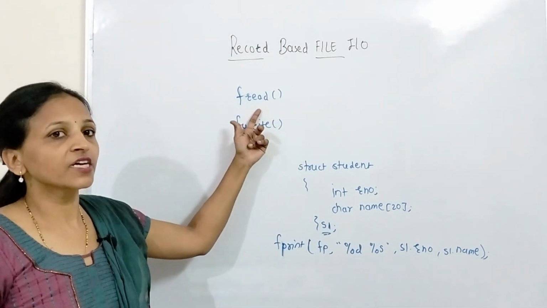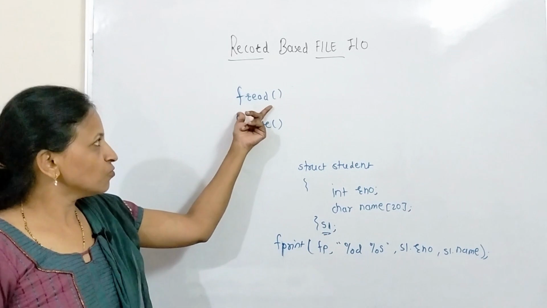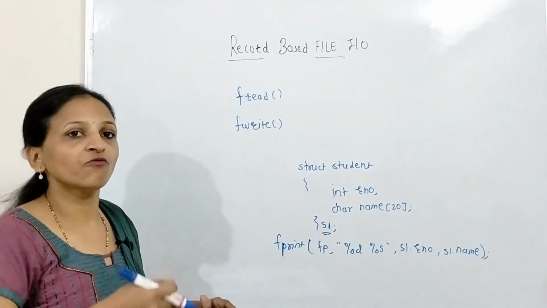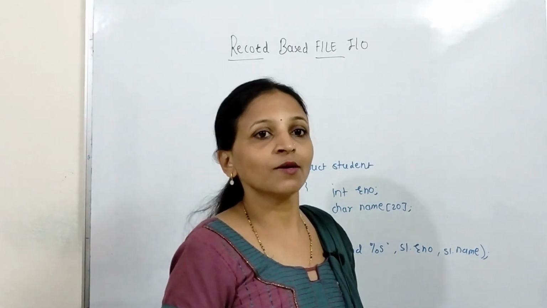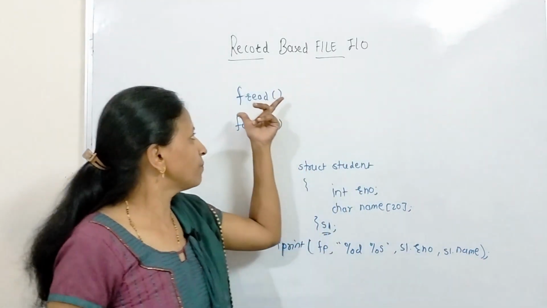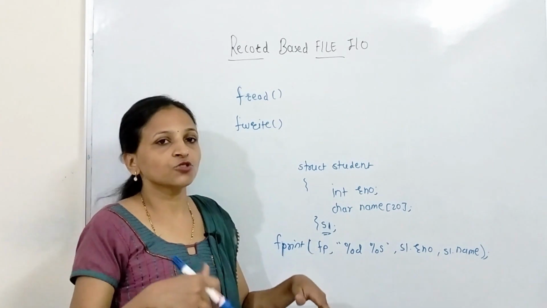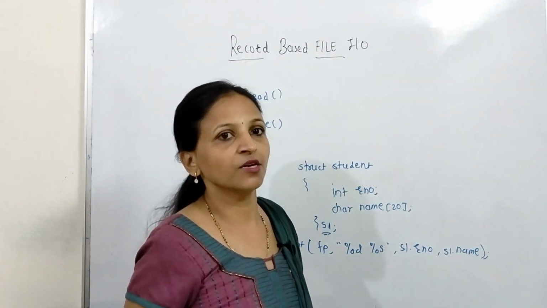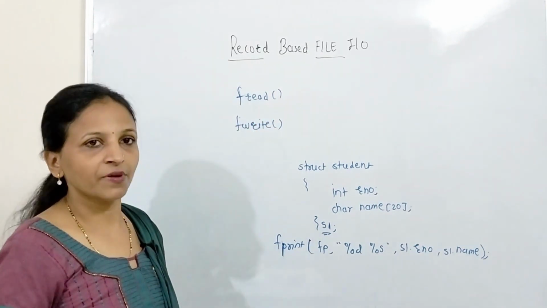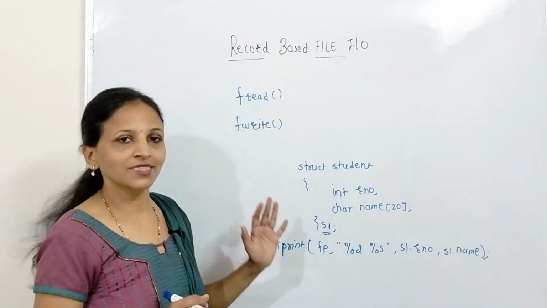To read data from a file in the form of records, we can use fread. One by one records, or multiple records at the same time, you can read with the help of the fread function. And fwrite is to write contents to the file. We will open the file in binary mode for using this fread and fwrite. Let us see how to use them.